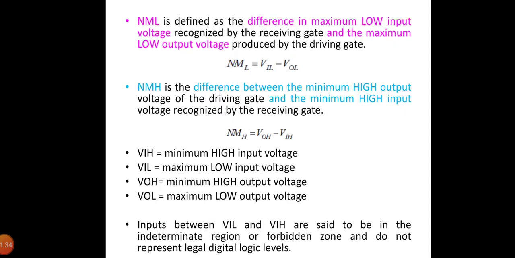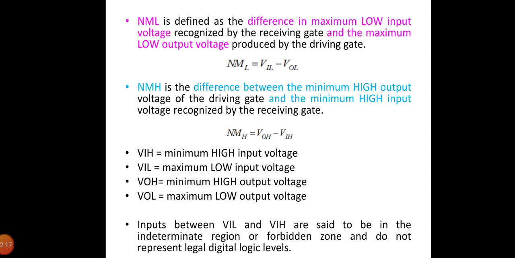NML is defined as the difference between the maximum low input voltage recognized by the receiving gate and the maximum low output voltage produced by the driving gate. NML is equal to VIL minus VOL. NMH is the difference between the minimum high output voltage of the driving gate and the minimum high input voltage recognized by the receiving gate. Therefore, NML is equal to VIL minus VOL and NMH is equal to VOH minus VIH, where VIH is the minimum high input voltage, VIL is the maximum low input voltage, VOH is the minimum high output voltage, and VOL is the maximum low output voltage.